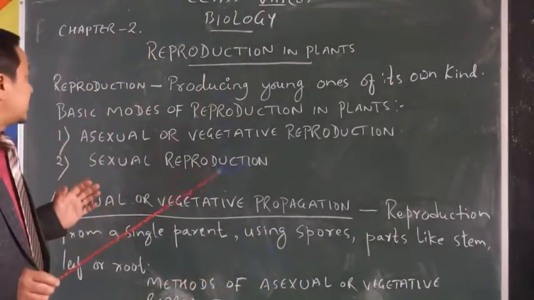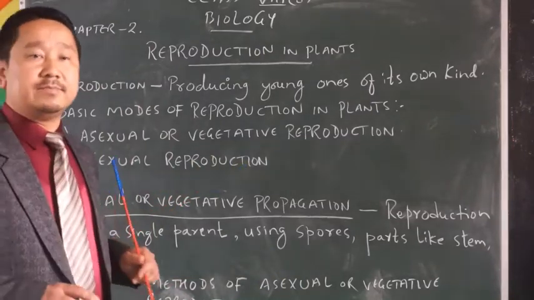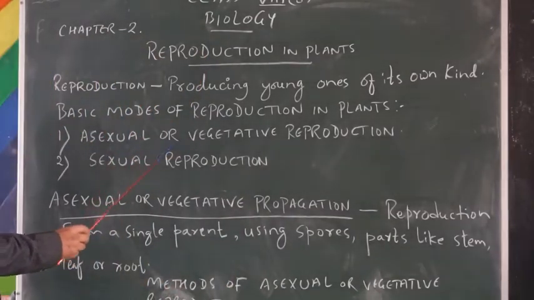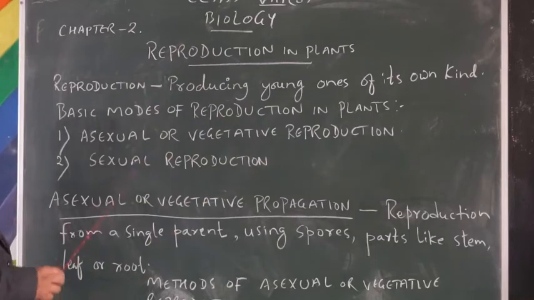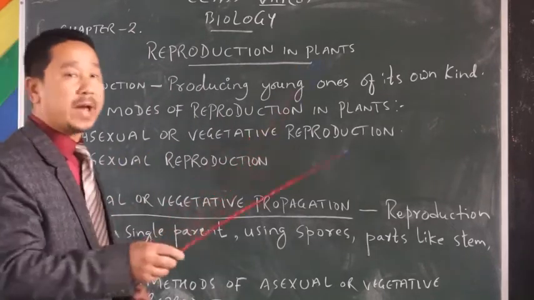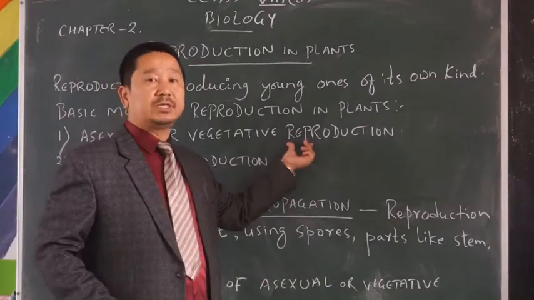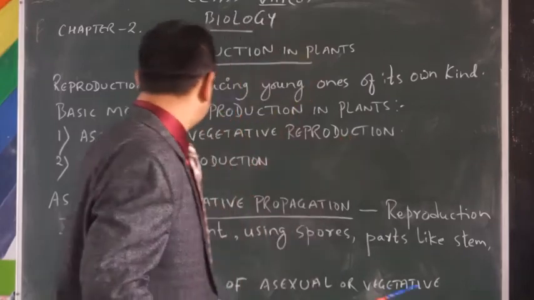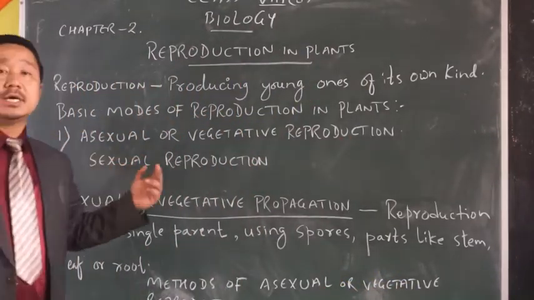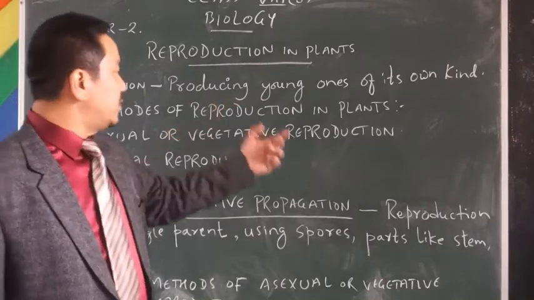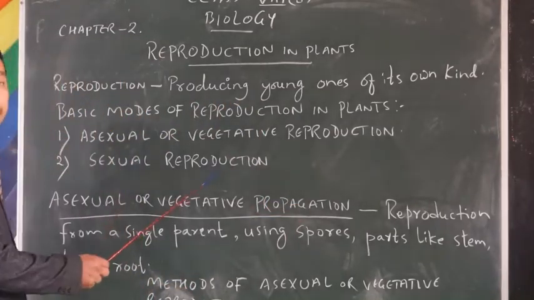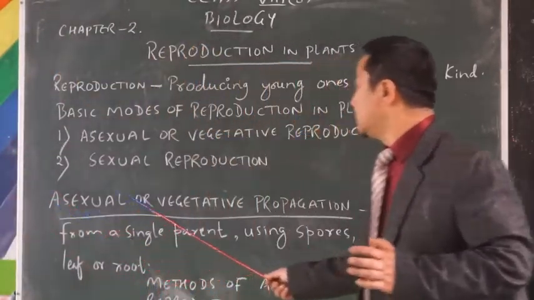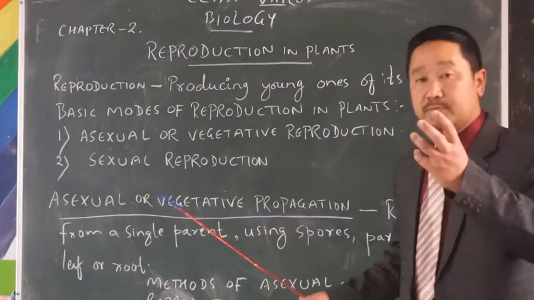Reproduction in plants basically can be seen in two modes: asexual or vegetative reproduction, which can also be termed asexual or vegetative propagation, and then sexual reproduction. First we'll deal with the asexual or vegetative propagation or reproduction.